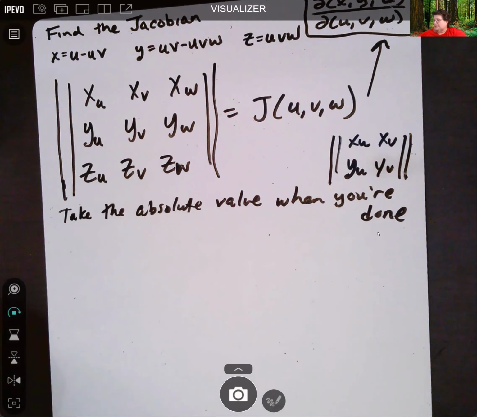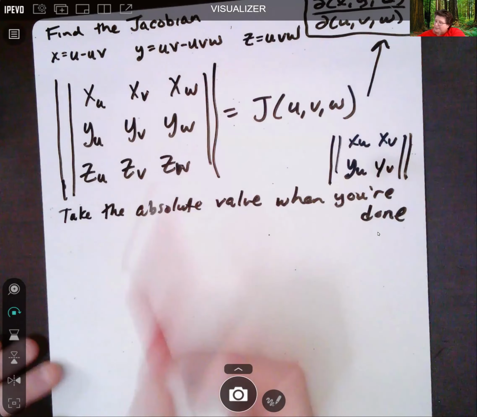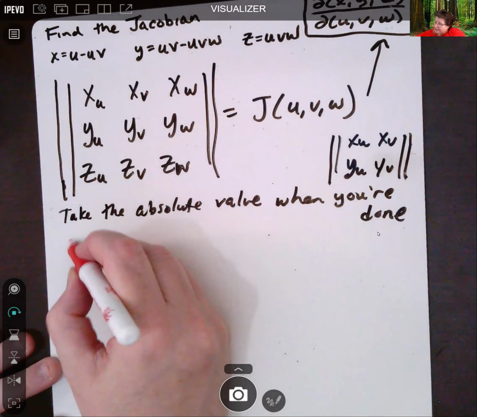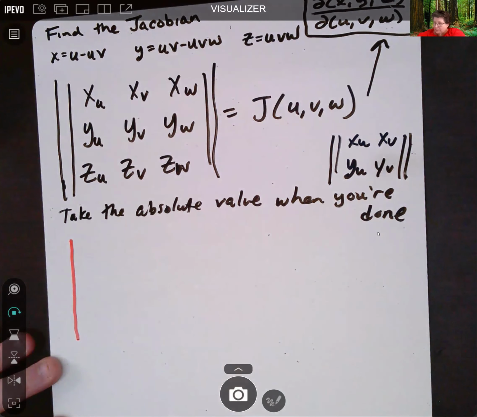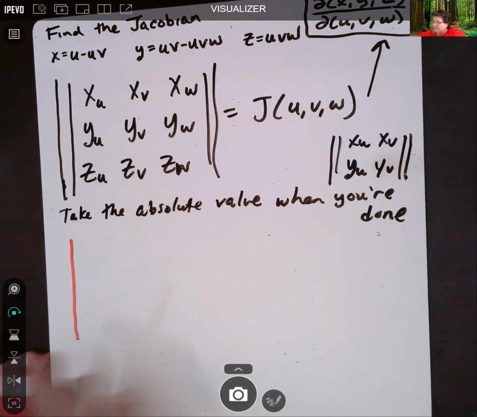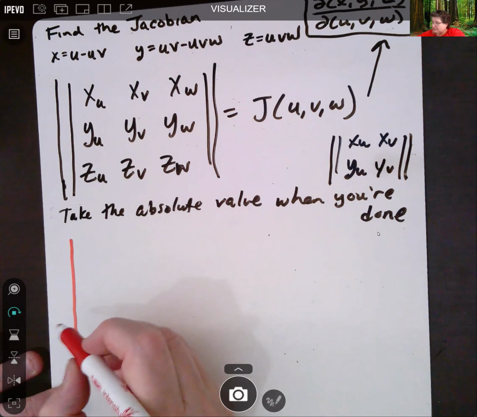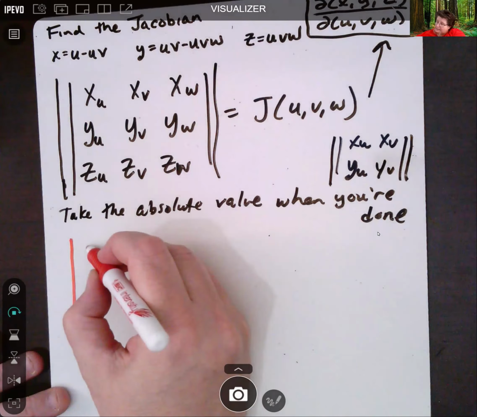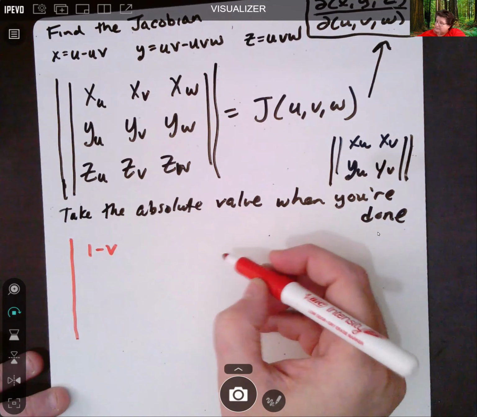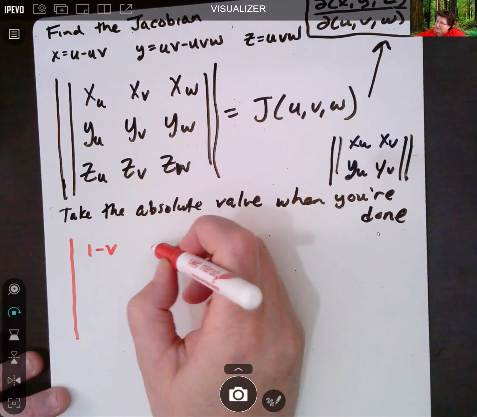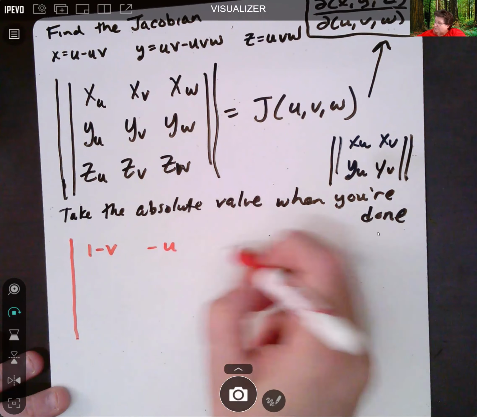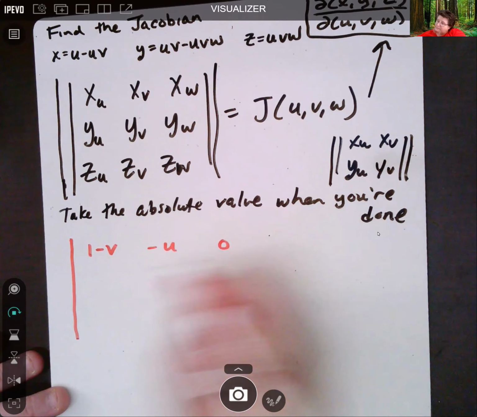So, we've got some functions up here. Let's figure out what our matrix looks like. The derivative of x with respect to u is, what do we got? 1 minus v. The derivative of x with respect to v is negative u. And with w, it's 0.